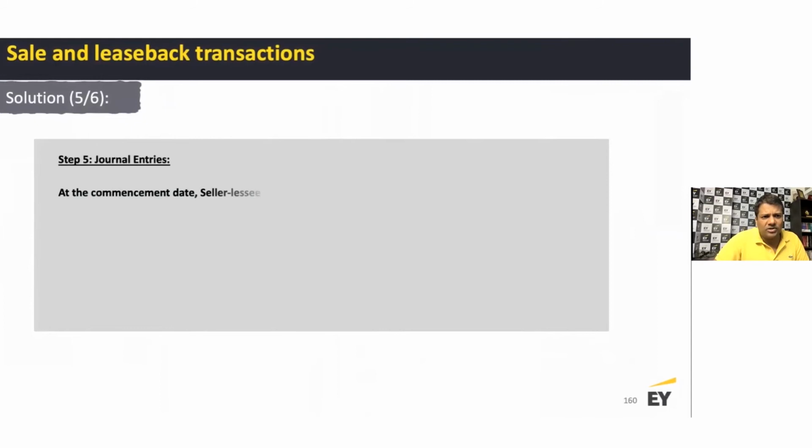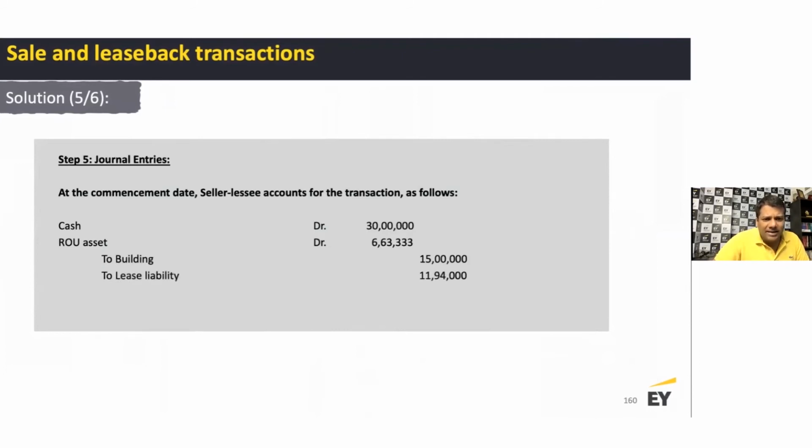When you look at a journal entry for this whole thing, I've received cash, simple, 30 lakhs. Then I'm going to record the ROU asset, which was 6,63,333. That's on the debits. Then on the credits, I'm going to de-recognize the building at 15 lakhs, that was my carrying value. And I'm going to record the lease liability of 11,94,000. Then I'm going to record the gain on rights transfer, which is 6,69,333. And I'm also going to record the financial liability of 3 lakh rupees, which is the financing component, over and above that.